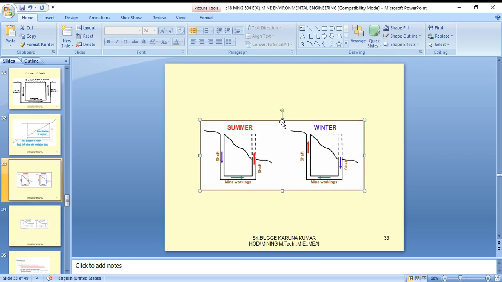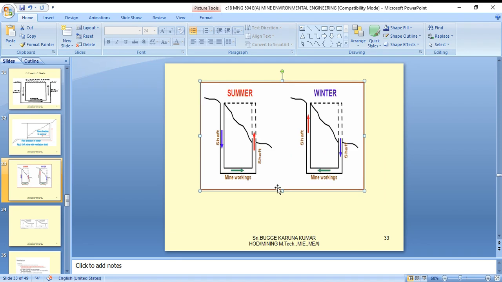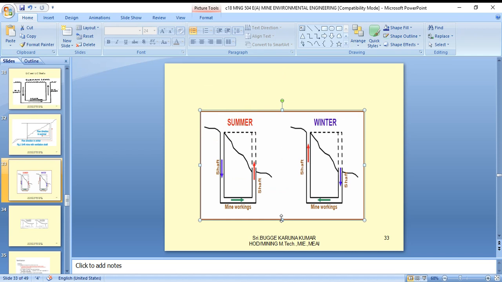So this is very clearly given, what happens during summer and what happens during winter. You can observe that in most of the summer the air will enter this side, and in winter it is the reverse. The same figure is shown here also.